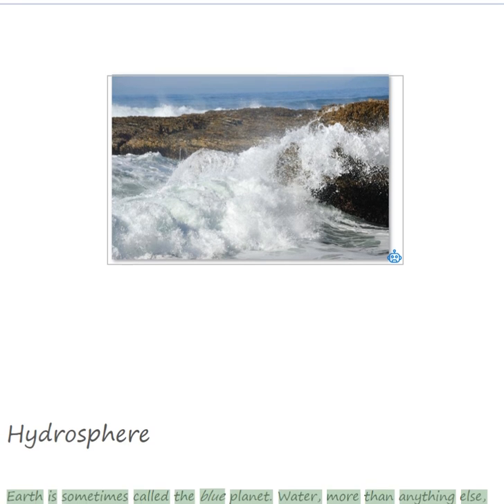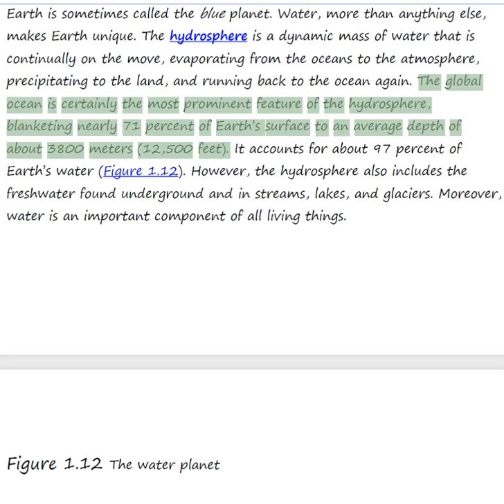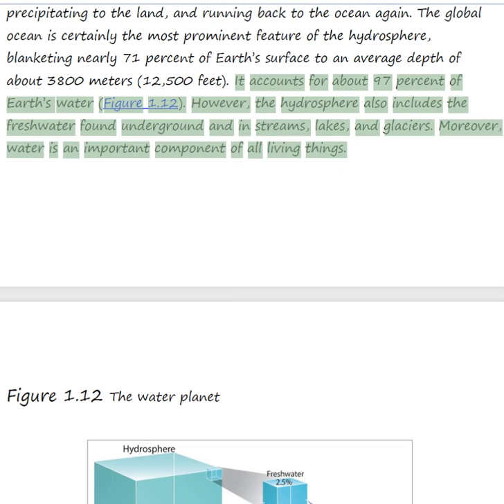Hydrosphere. Earth is sometimes called the blue planet. Water, more than anything else, makes Earth unique. The hydrosphere is a dynamic mass of water that is continually on the move, evaporating from the oceans to the atmosphere, precipitating to the land, and running back to the ocean again. The global ocean is certainly the most prominent feature of the hydrosphere, blanketing nearly 71% of Earth's surface to an average depth of about 3,800 meters. It accounts for about 97% of Earth's water.